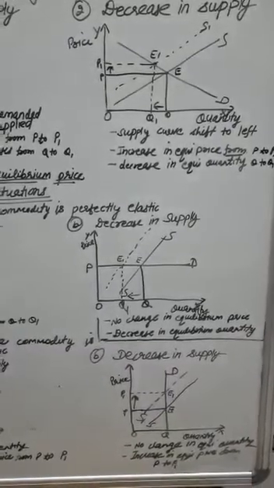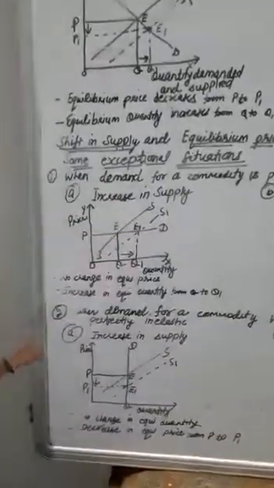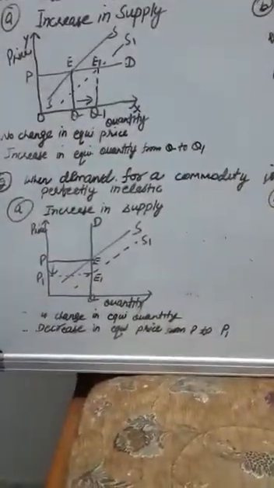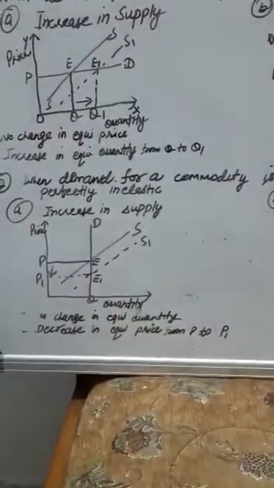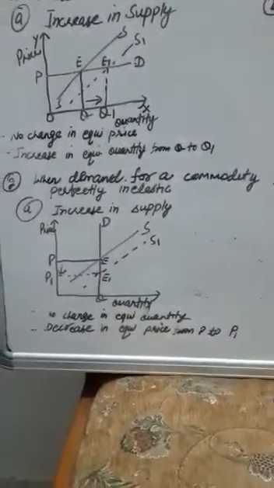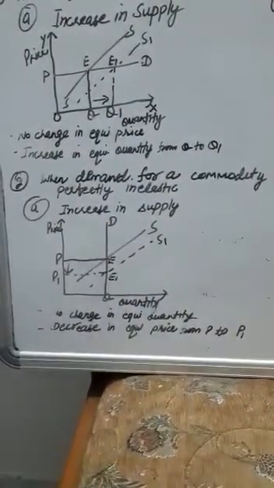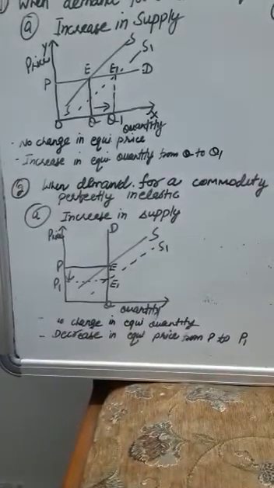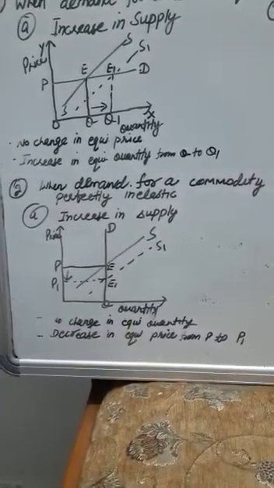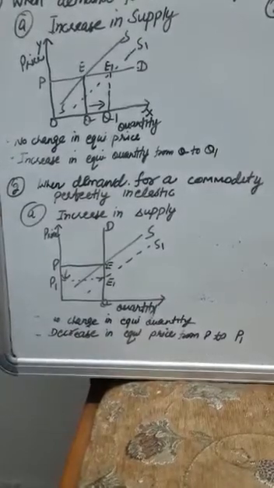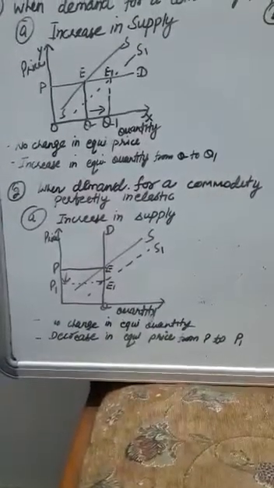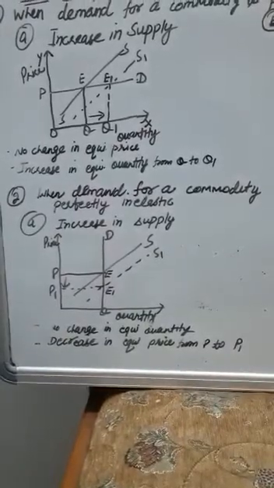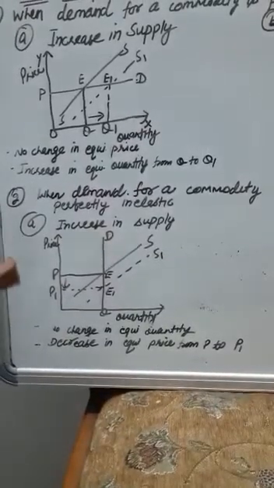Now next case is when demand for a commodity is perfectly inelastic. So when demand for a commodity is perfectly inelastic, that is demand is constant, increase or decrease in supply causes a full impact on price of the commodity. Of course, equilibrium quantity in this case remains constant simply because demand is constant. Now let us look at the diagram.